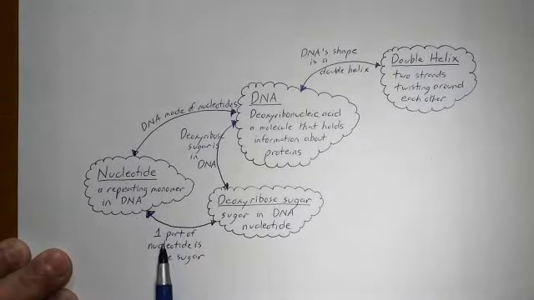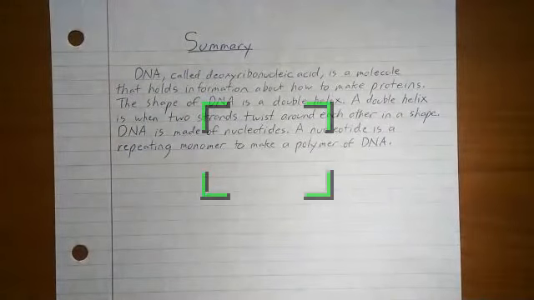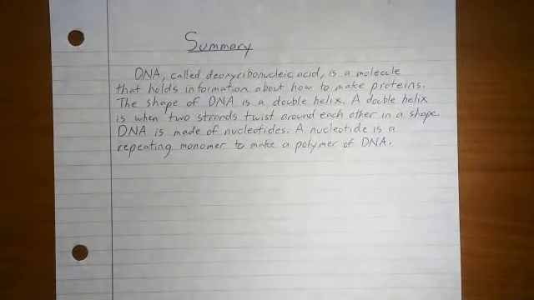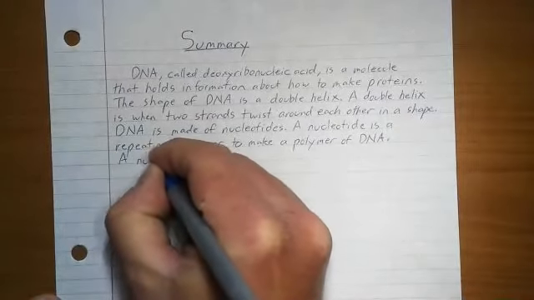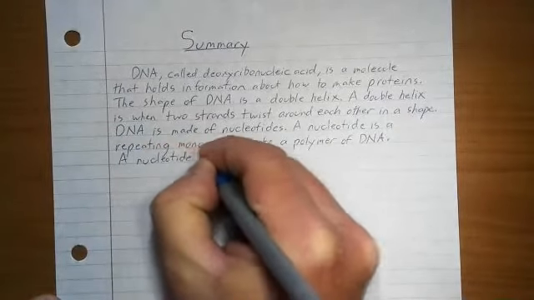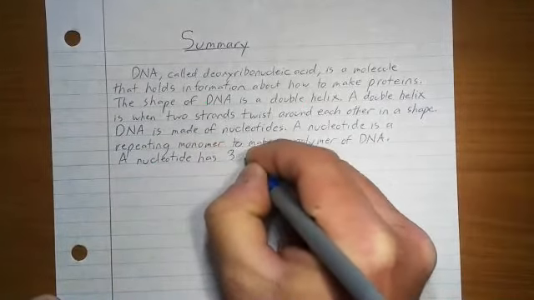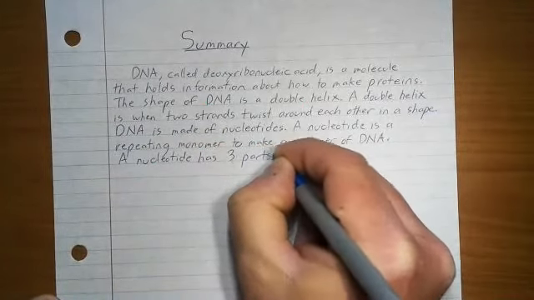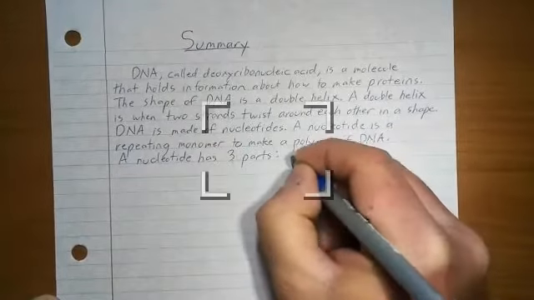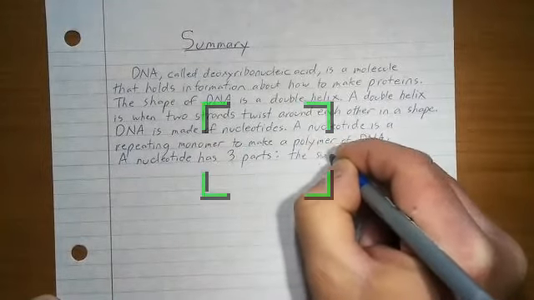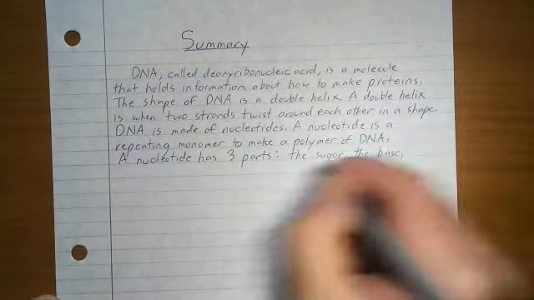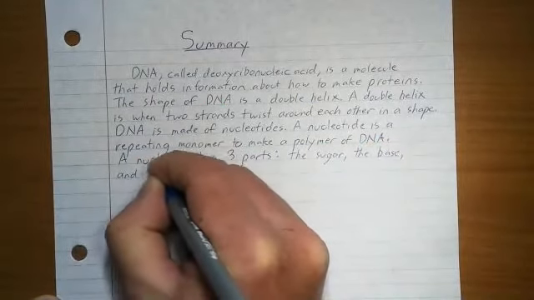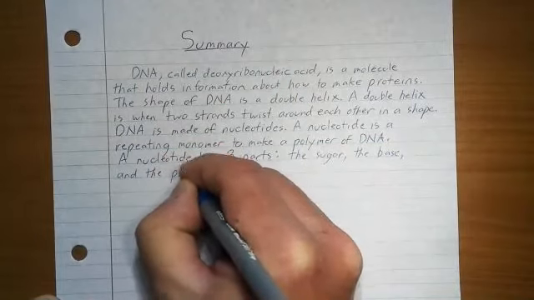All right, so I'm at this cloud here. Now I'm going to come here. One part of a nucleotide is the sugar. So I'm thinking, well, yeah, that's true, but I should also explain that it has three parts. So a nucleotide has three parts, and those three parts are the sugar, the base, and the phosphate.